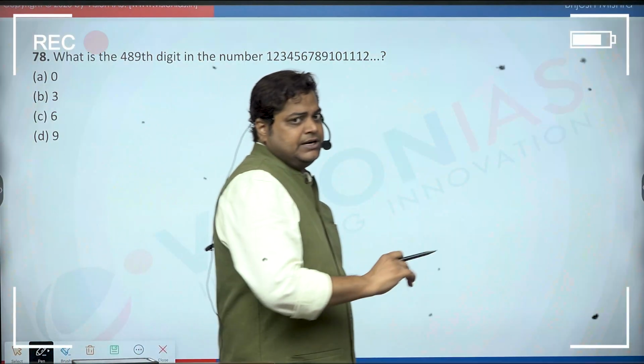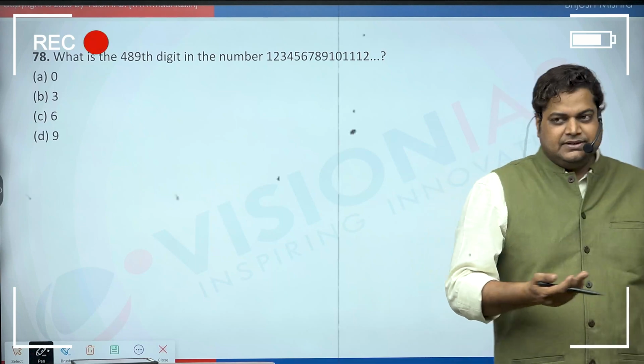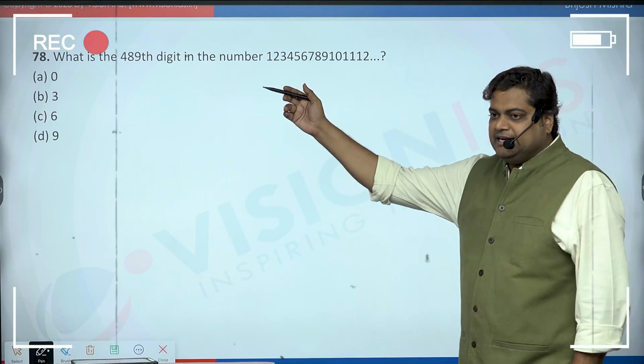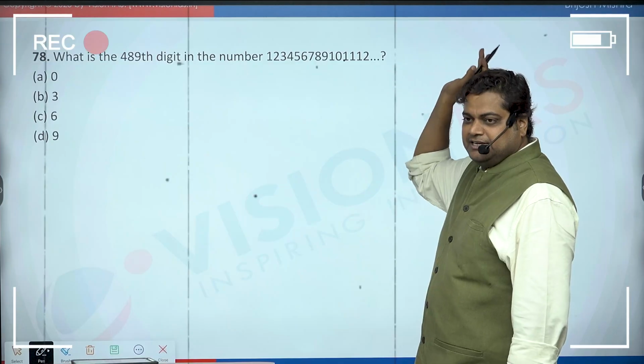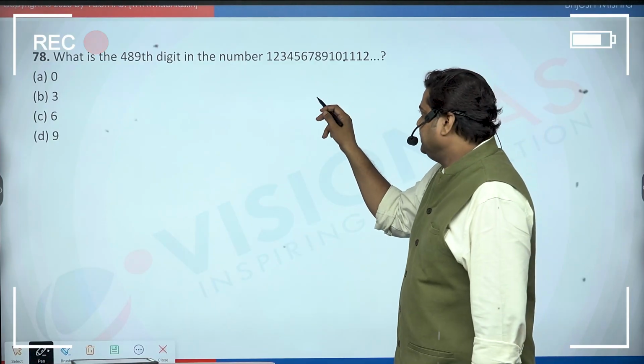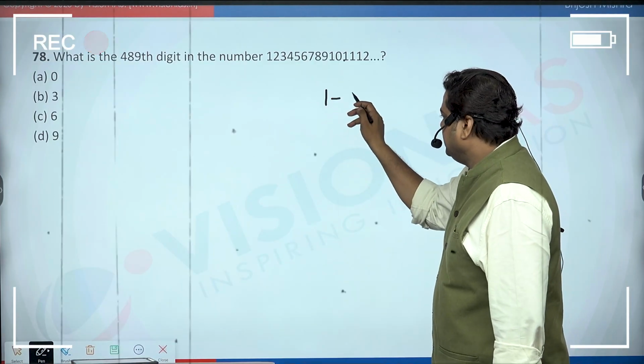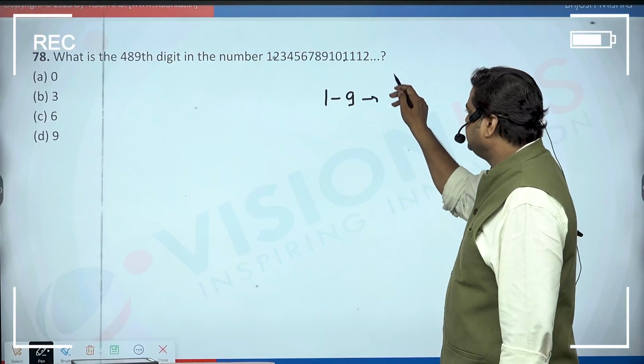This question was related to number of pages questions. Like in a book, the number of pages are written this way: 1, 2, 3, 4, till this way, 10, 11, 12, 13, 14, 16, this way. So here, again, we are going to approach the same way. 1 to 9, how many numbers are there?